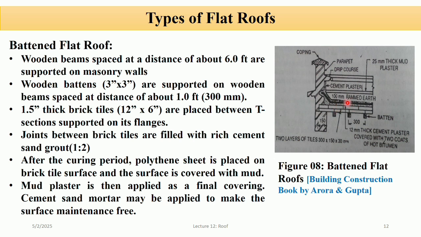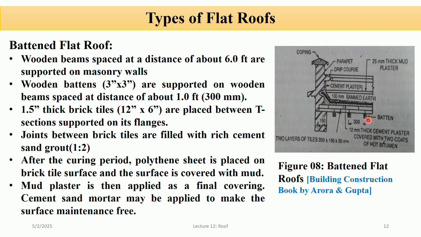It is suitable for lightweight construction in areas with no snow and low rainfall. So in the construction detail of the batten plate roof, first we have the wooden beams. It is the main support of the batten plate roof. So wooden beams are laid 6 feet apart and supported on masonry wall. These act as the primary load bearing members, and the wooden battens are placed over the beams.